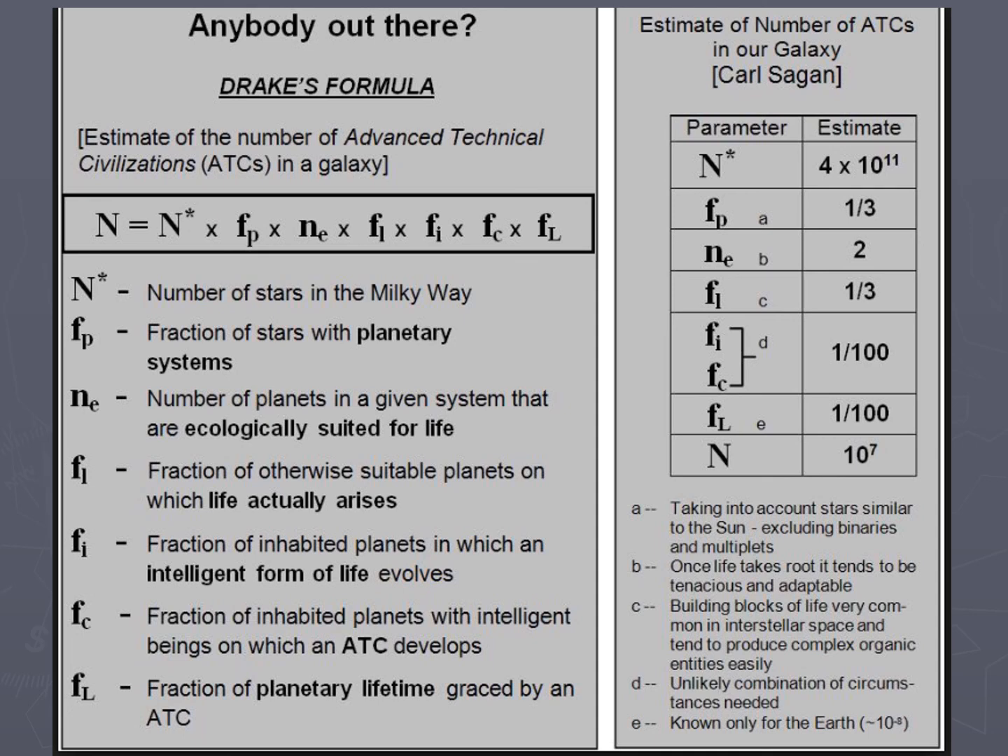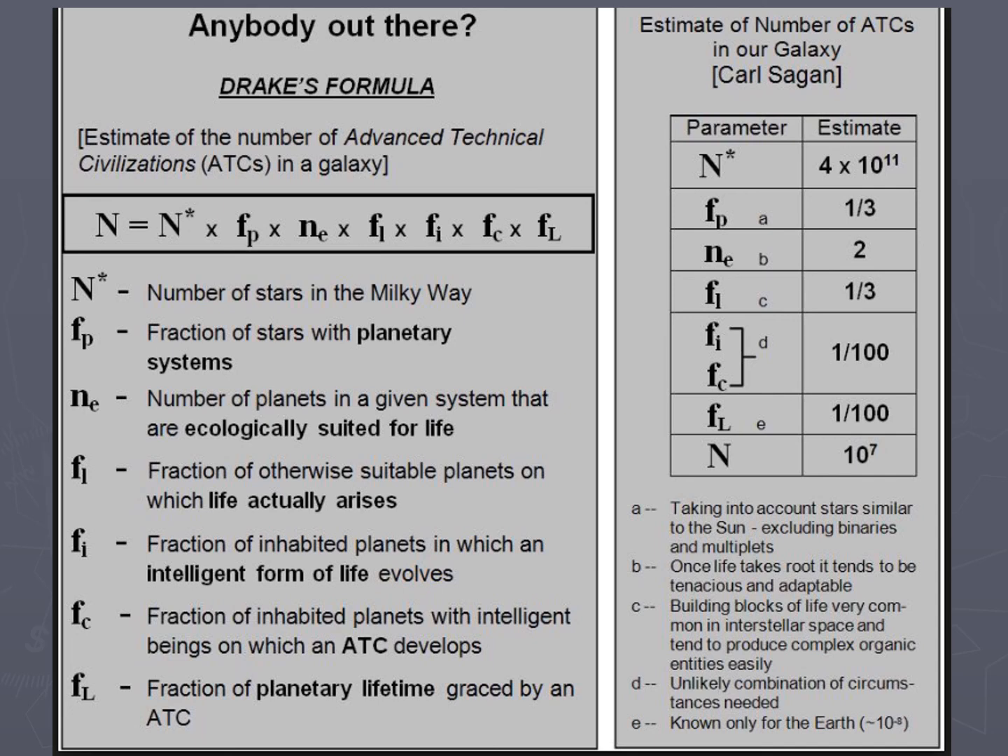So N star is the only number to the right of the equal sign that is going to be a large number. Let's leave that alone for now. FP, fraction of stars with planetary systems. When I was growing up, they didn't think that there were other solar systems out there. Okay, well, we've come a long way in astronomy, and we have found evidence for plenty of other solar systems out there. In other words, there are other stars that have planets around them, not just the sun. NE, the number of planets in a given system that are ecologically suited for life.